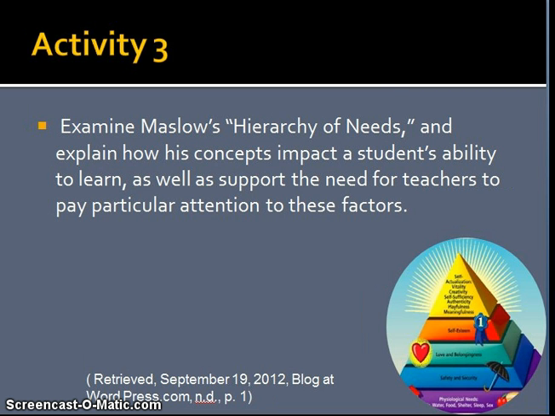Activity 3. I chose to examine Maslow's hierarchy of needs and explain how its concepts impact a student's ability to learn, as well as support the need for teachers to pay particular attention to these factors. That was retrieved September 19th from a blog at wordpress.com.